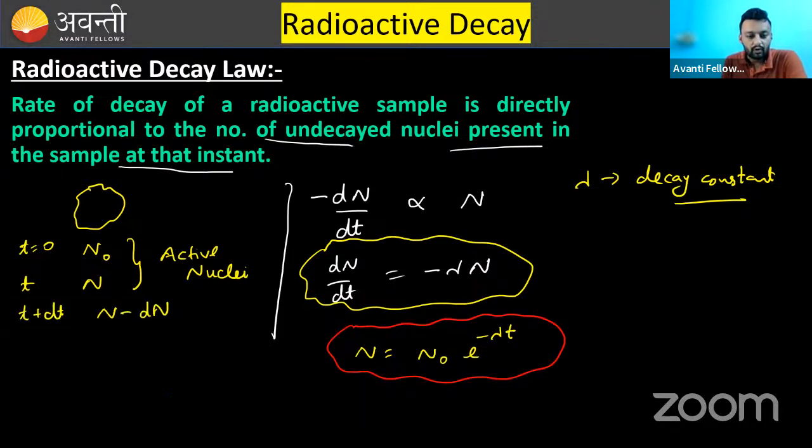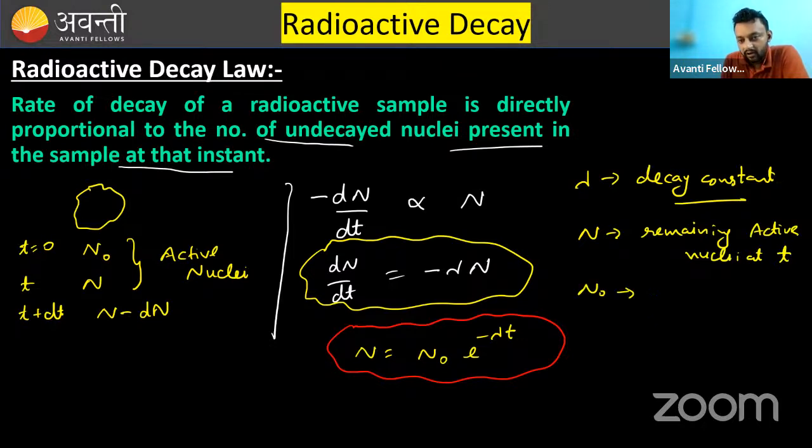Again, if I ask you what is N and what is N naught, N is remaining active nuclei at time t. N naught was the initial active nuclei. Now tell me, what is the meaning of active here?